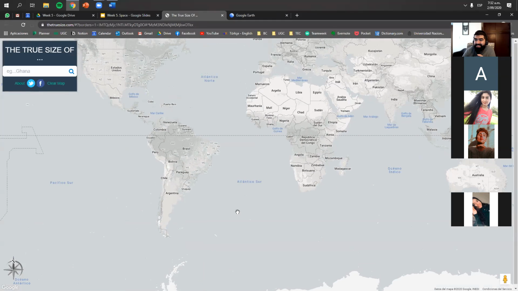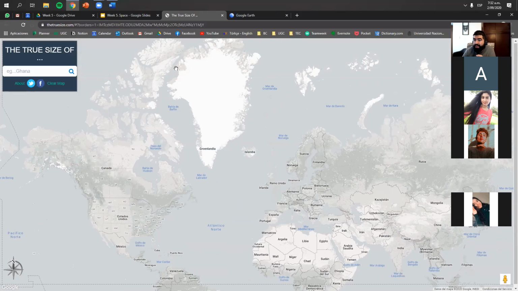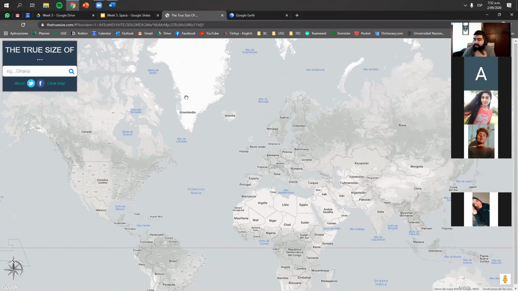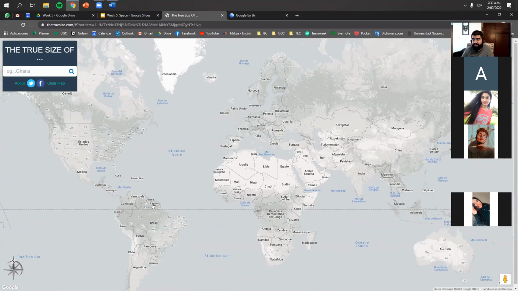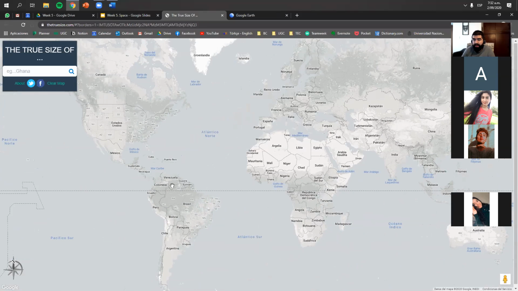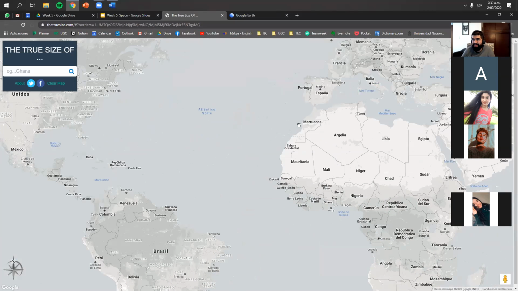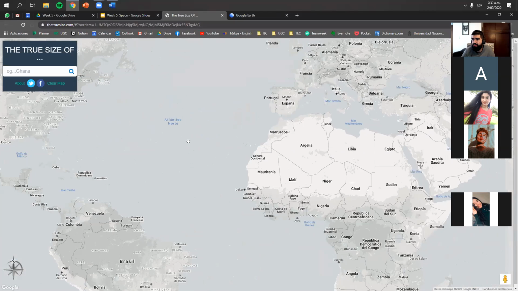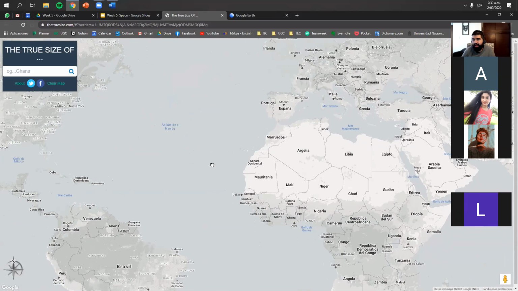Exactly, the problem is the representation of size. The countries which are near the poles, like Greenland, for instance, tend to be oversized. So they are actually smaller than they appear, you see? For instance, if we look at the map, we see Colombia, and it looks slightly bigger than Spain, but not that much. This is how we perceive size.